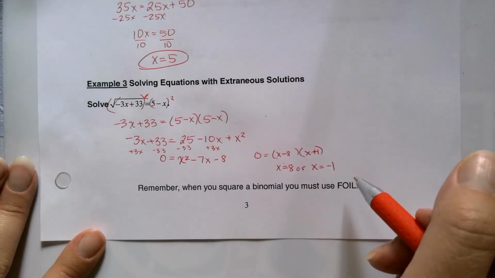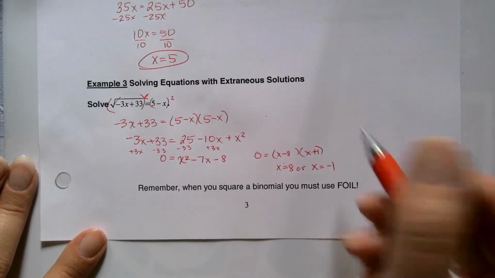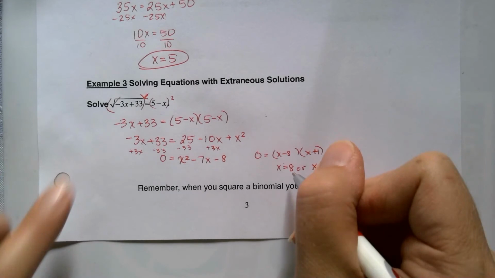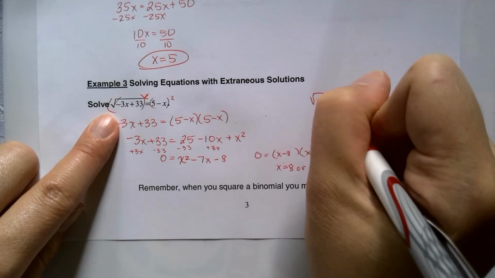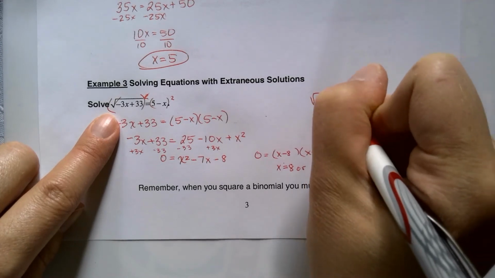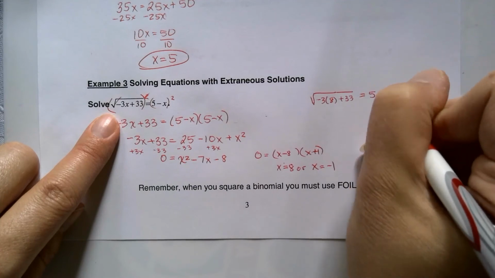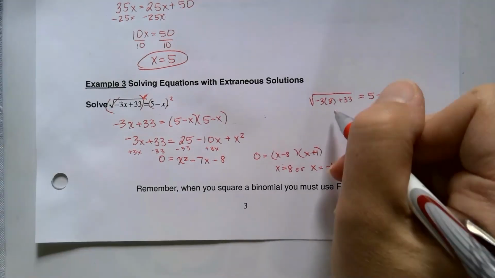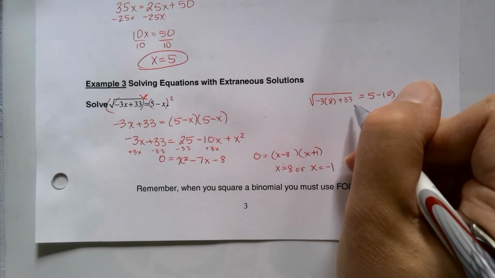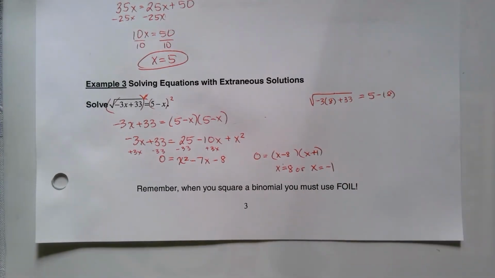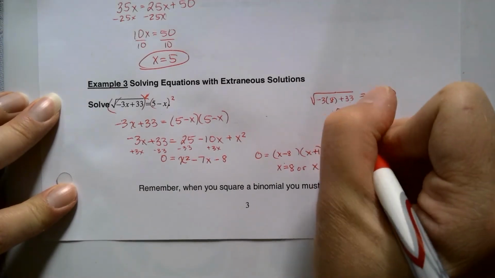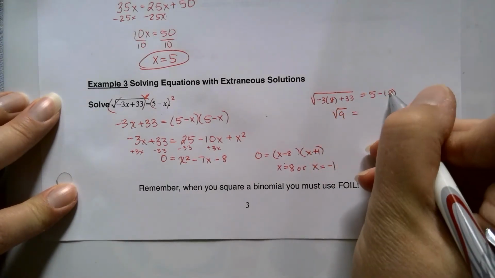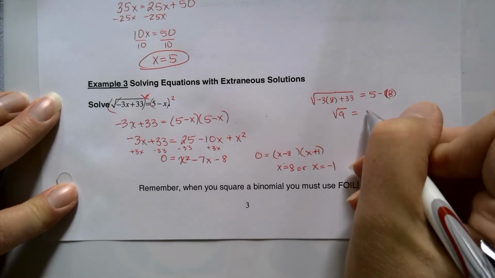Now, if I walk away from this problem, I'm going to get it wrong. I need to take my answers and check them. So if I take 8 and put it in there, that'd be the square root of negative 3 times 8 plus 33, and then I would get equals 5 minus 8. Okay, so it looks good over here. This would be negative 24 plus 33. Okay. And so I get a positive 9. And then that equals 5 minus 8, which is negative 3.